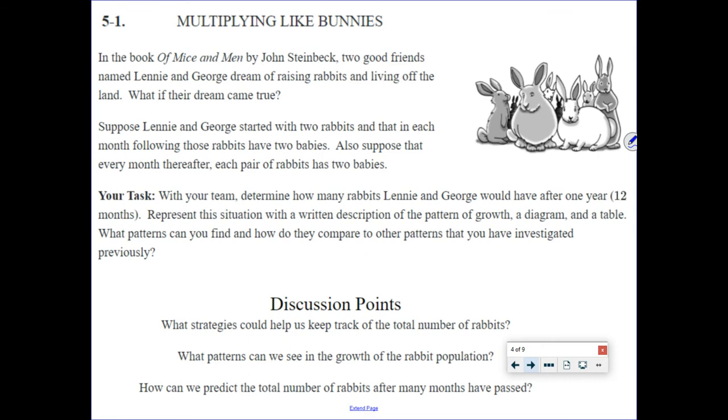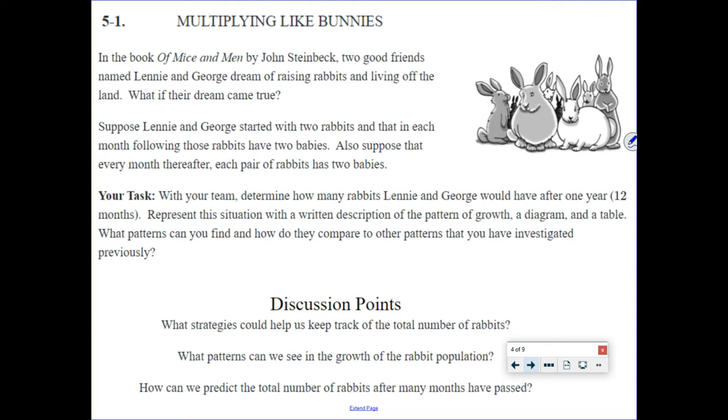5.1, multiplying like bunnies. In the book Of Mice and Men by John Steinbeck, 2 good friends named Lenny and George dream of raising rabbits and living off the land. What if their dream came true? Suppose Lenny and George started with 2 rabbits and that each month following those 2 rabbits had 2 babies.